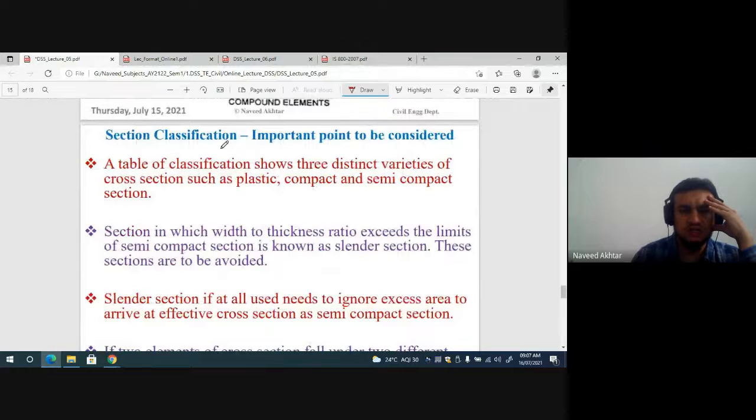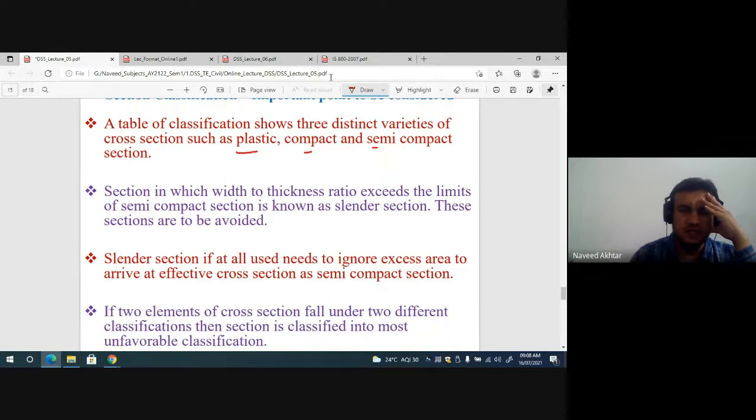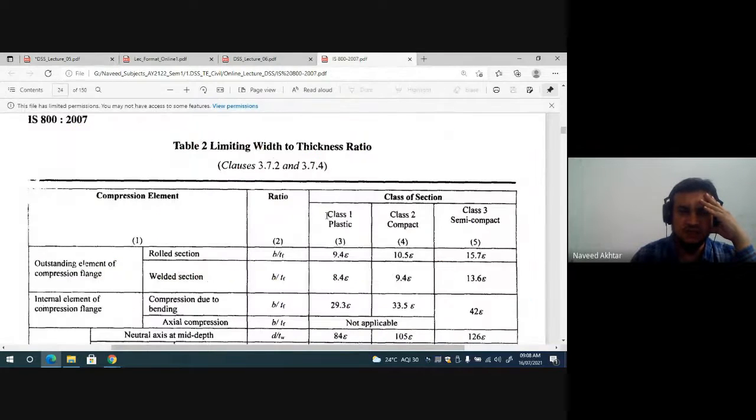So section classification is the important point to be considered. These points are very important. You can remember these points. First one, a table of classification shows three distinct varieties of cross section, such as plastic, compact, and semi-compact section. As we have seen in the table, it is class 1 plastic, class 2 compact, class 3 semi-compact.